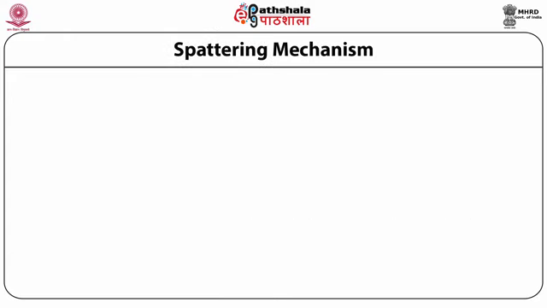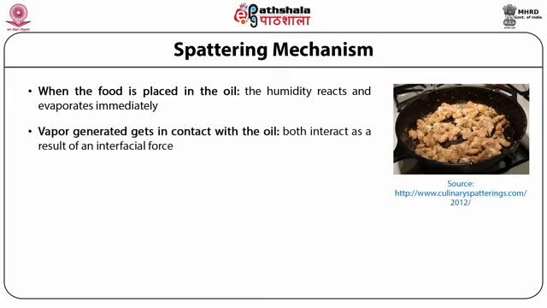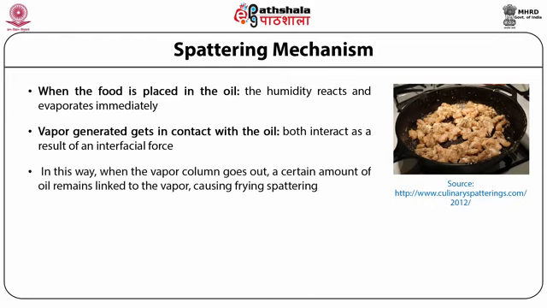Now we'll understand the spattering mechanism. When the food is placed in oil, the humidity reacts. Obviously, if water or humidity is present in the oil, it will react. It will tend to evaporate fast because the boiling point of that water portion has been achieved. Hence, it evaporates immediately. The vapor generated gets in contact with the oil, and now both interact as a result of an interfacial force. In this way, when the vapor column goes out, a certain amount of oil remains linked to the vapor.